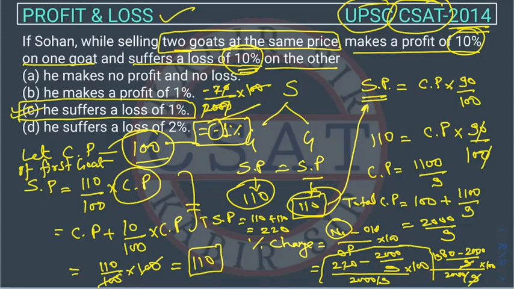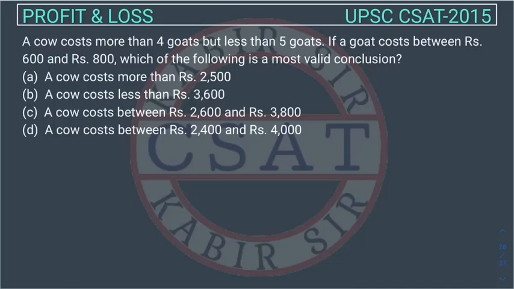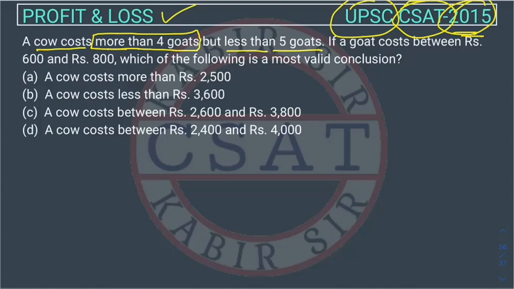Okay, this is the question of profit and loss asked in the UPSC CSAT exam 2015, right? A cow costs more than 4 goats but less than 5 goats. If a goat costs between 600 and 800, which of the following is the most valid conclusion?